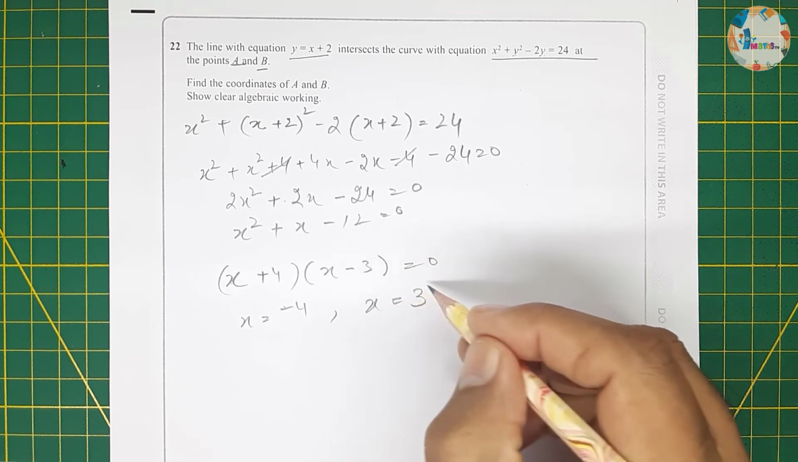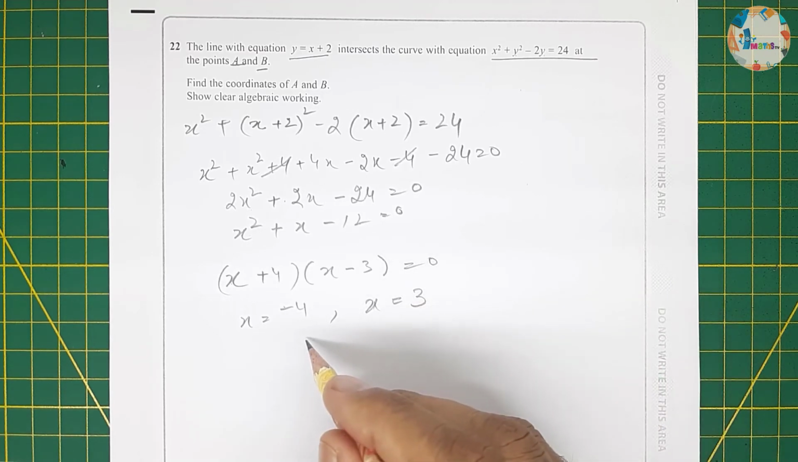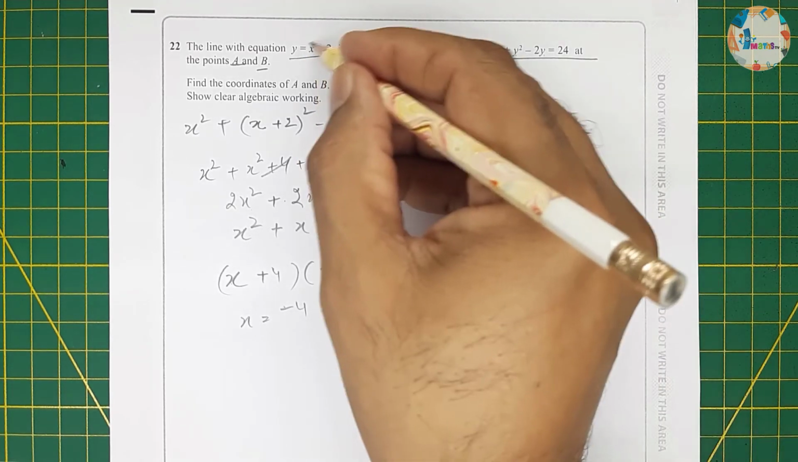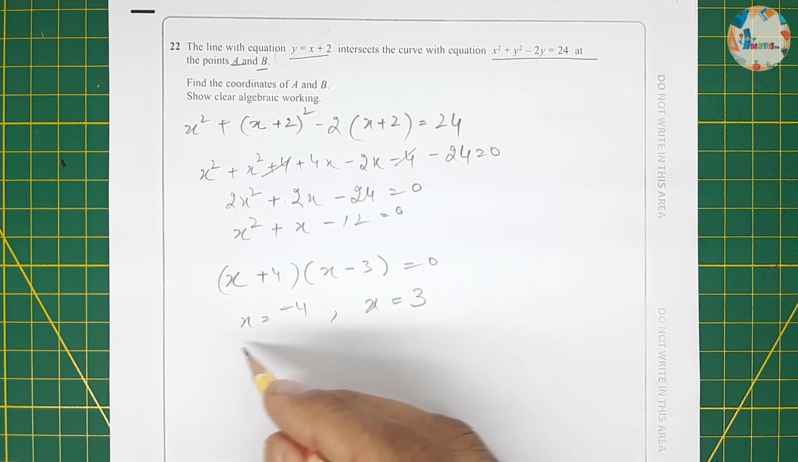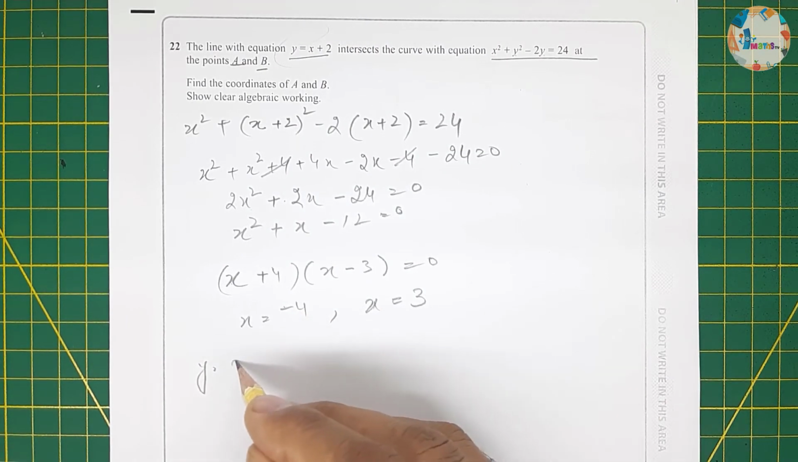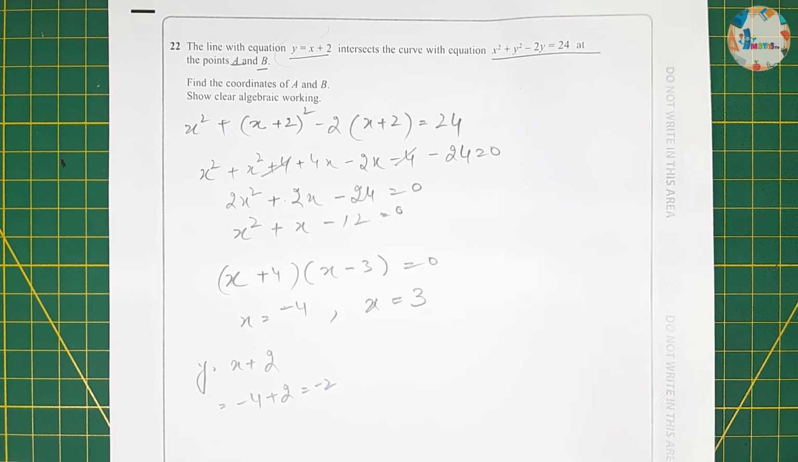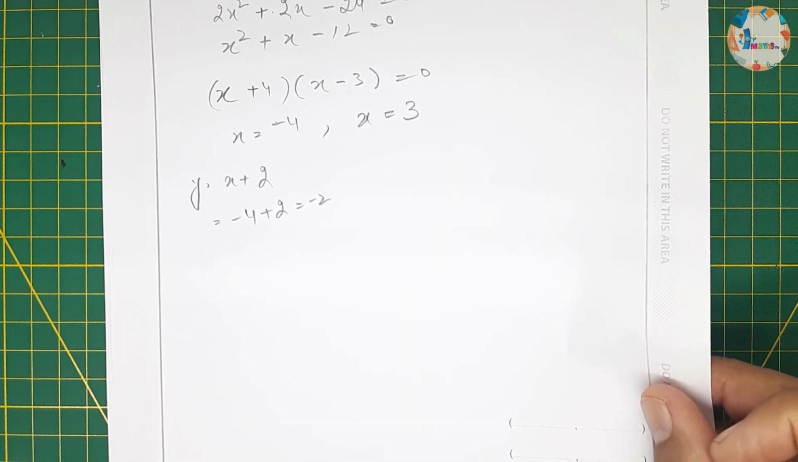So next step, what we can do is replace this to get the value of y. If at x is equal to minus 4, y will be equal to x plus 2, and this will be equal to minus 4 plus 2, which is basically minus 2. In case of replacing the value minus 4, we are getting this one.